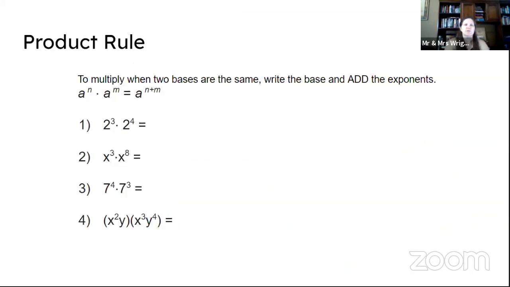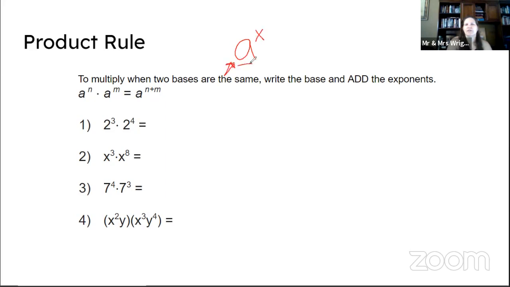The first exponent rule is the product rule. So with a product rule, it tells us that when we multiply two bases that are the same, we're going to write the base and add the exponents. Real quick, I've been saying this already, but I want to make sure to clarify that the base is the big number right here that is being raised to the exponent. So this small number or letter is the power or the exponent, and the larger number or letter here is known as the base.